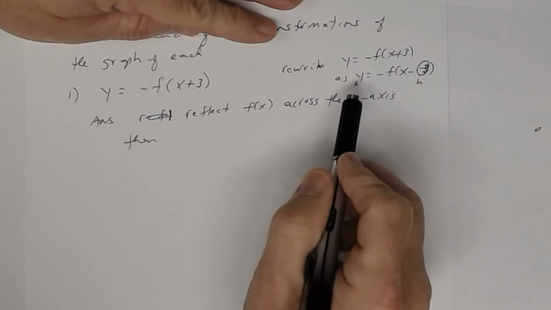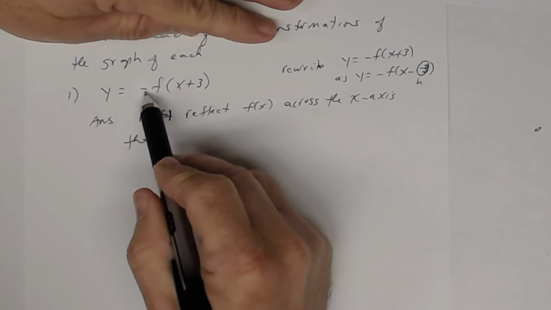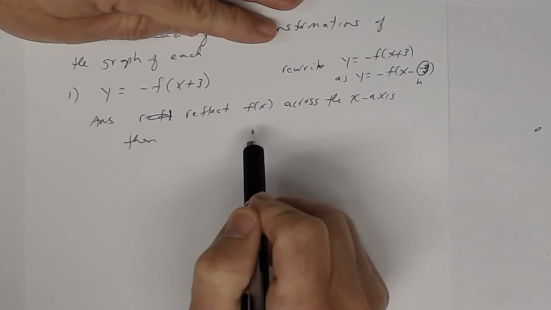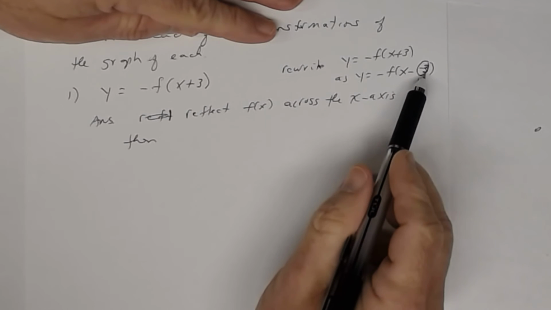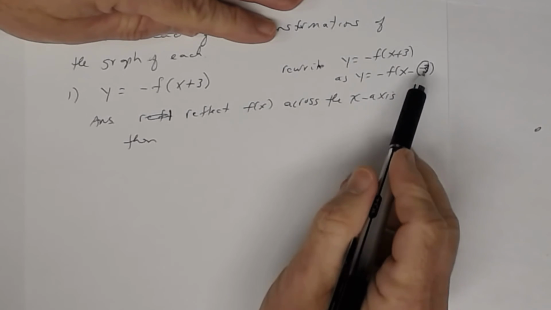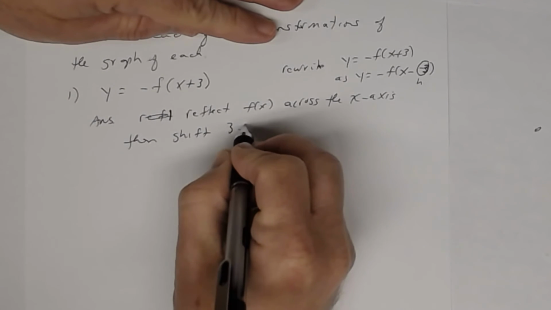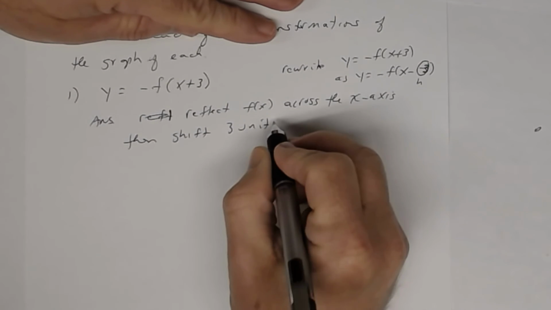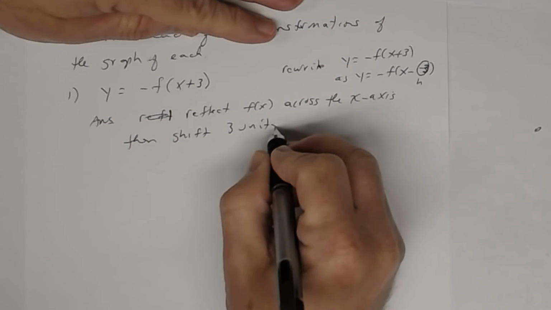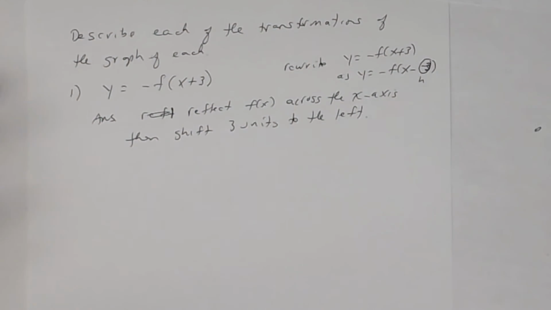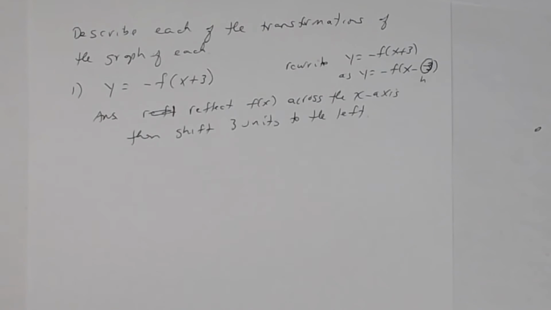So that negative here represents reflection across the x-axis. And then we're going to shift it 3 units to the left. Then shift 3 units, so that represents a horizontal translation. So shift 3 units to the left. Okay, so that was number 1. Not difficult at all, right? A very simple process.